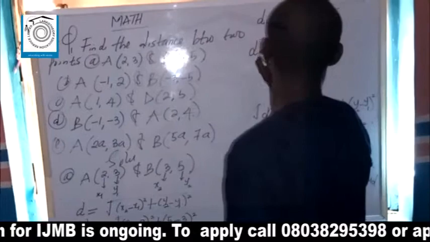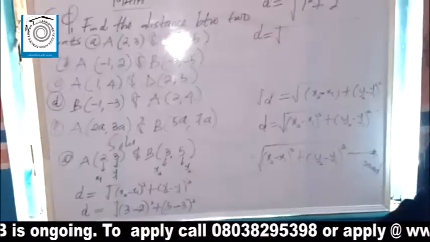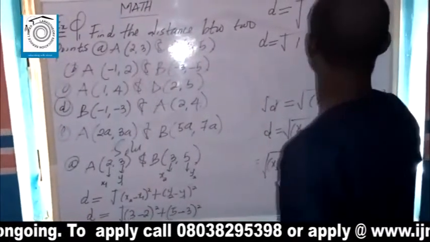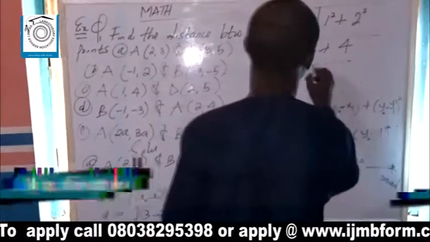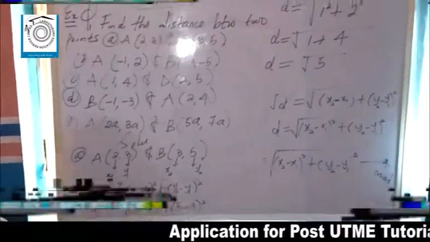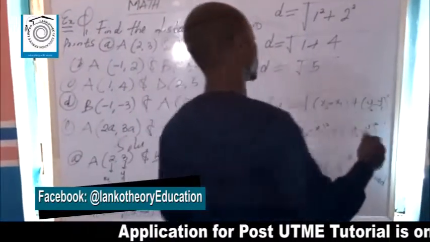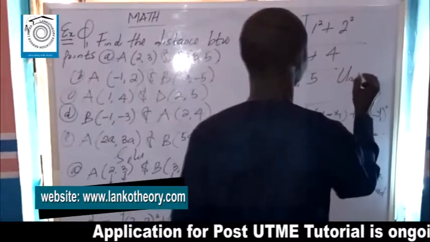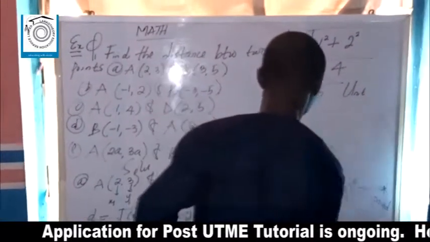So d will be equivalent to the square root of 1 squared, meaning 1 times 1, and 1 times 1 is equal to 1. 2 times 2 is equal to 4. d will be equal to the square root of 5, as you can see. So you can say here that this is the first answer. Distance is measured in meter or centimeter, but here we can put 5 units. So you can go for the next questions.